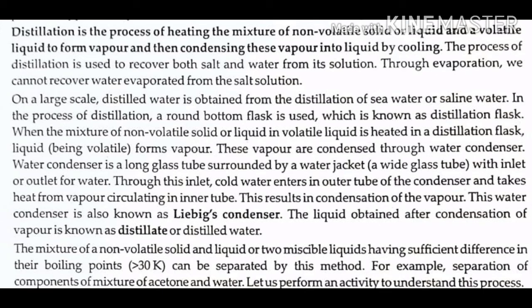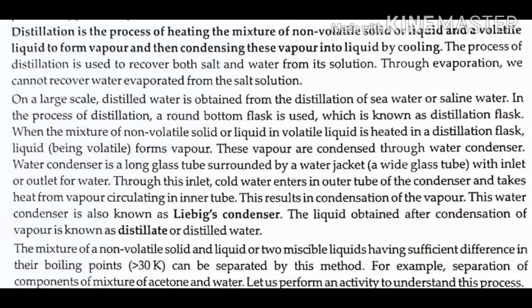Through this inlet, cold water enters the outer tube of the condenser and takes heat from the vapor circulating in the inner tube. This results in condensation of the vapor. This water condenser is also known as Liebig's condenser. The liquid obtained after condensation of vapor is known as distillate or distilled water.